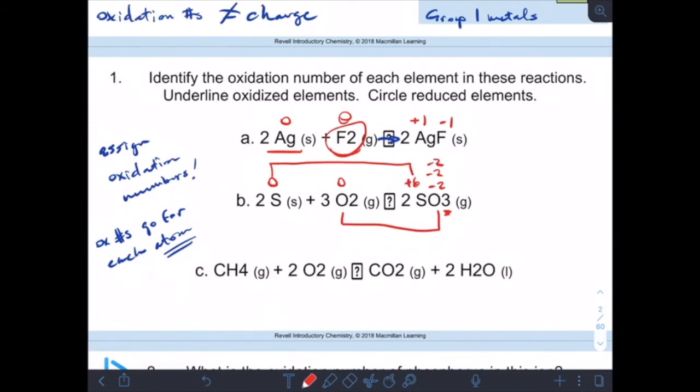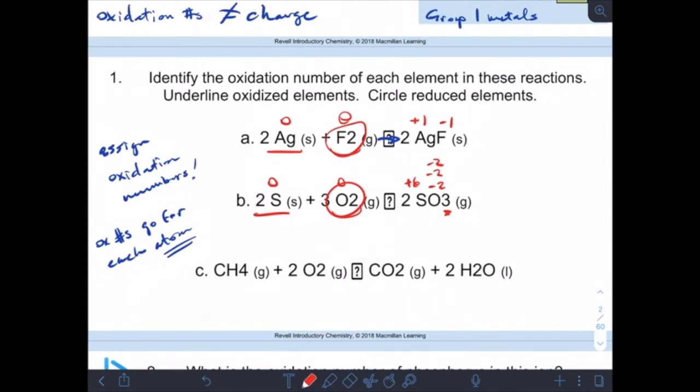Those are the things that are changing, right? So if my oxidation number went down, we're reduced. And if my oxidation number went up, then I'm oxidized. Okay, so let's take that little bit of notation out, and we will circle the reduced elements, and that would be the oxygen, and underline the oxidized elements, which is the sulfur. All right, so let's take a look at line C.